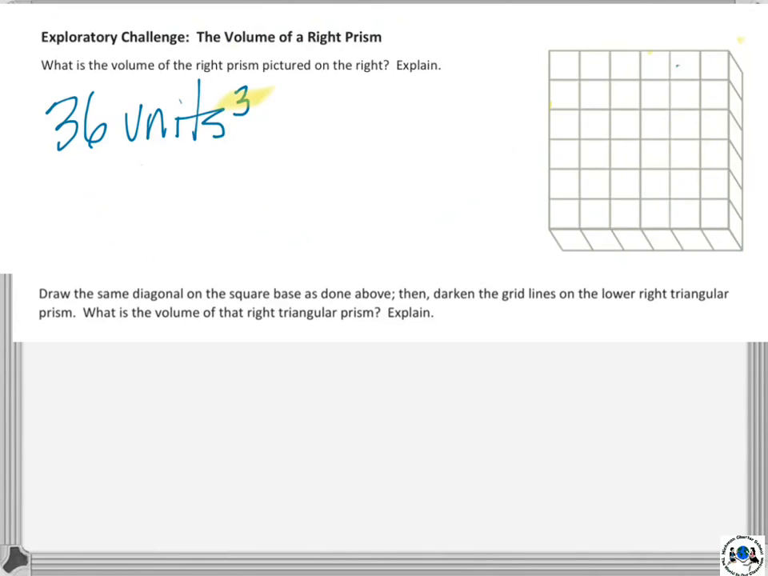Get rid of all that. Okay, so we know the first rectangular prism, or the square prism actually, was 36 cubic units.